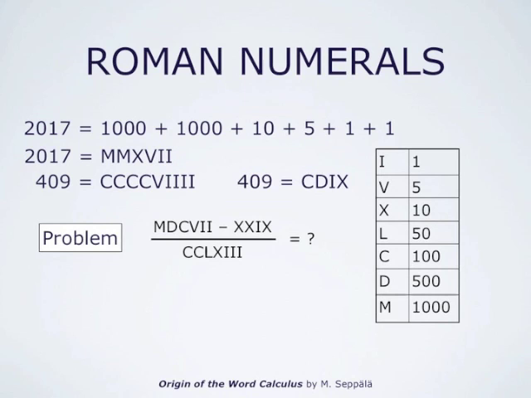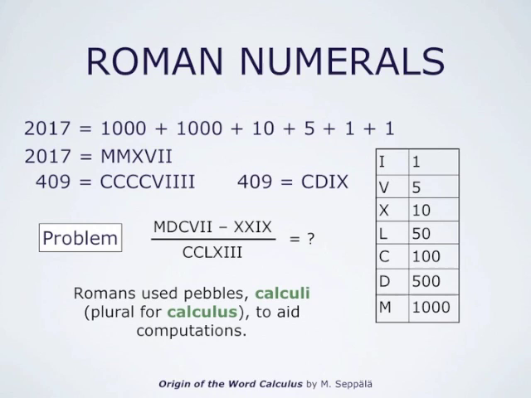For this kind of computations, Romans use pebbles, that is calculi, plural for calculus, to aid computations. One could, of course, take simply MDCVII number of small stones, that is pebbles or calculi, and then subtract XXIX stones of that pile of stones, and then divide this remaining pile of stones into CCLXIII small piles. Now computing the number of stones in each of these small piles, one gets the value of this arithmetic expression. But this is very tedious.